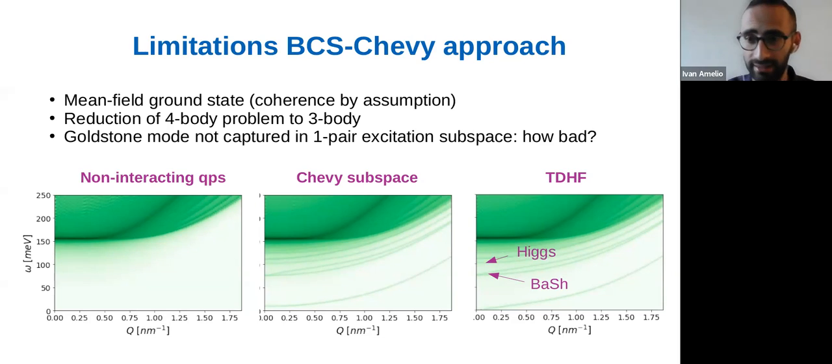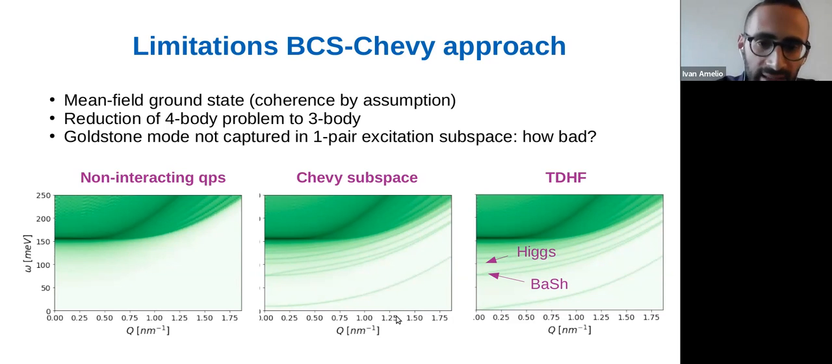other limitation that I want to spend a few more words on is that we are doing this Chevy ansatz on top of these other approximations, and in particular, this means that we are restricting to the space of just one pair excitation. In principle, what one should do is to consider the impurity scattering with the neutral excitations of the system. So let's see what the neutral excitations of the system are. If we do the Chevy subspace, we get the central panel.